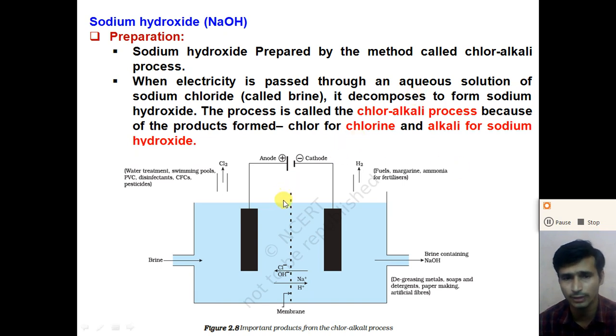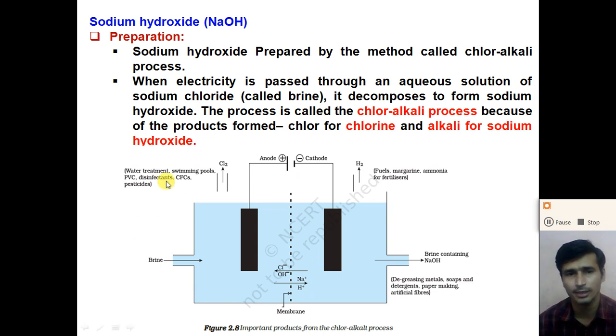Why is it called the chlor-alkali process? From here, one Cl- ion and another Cl- ion combine together and we get Cl2, and from the H+ ion the hydrogen is released. So in this process, chlorine gas is released and hydrogen gas is released. All the products obtained from the chlor-alkali process are used for different purposes, right?